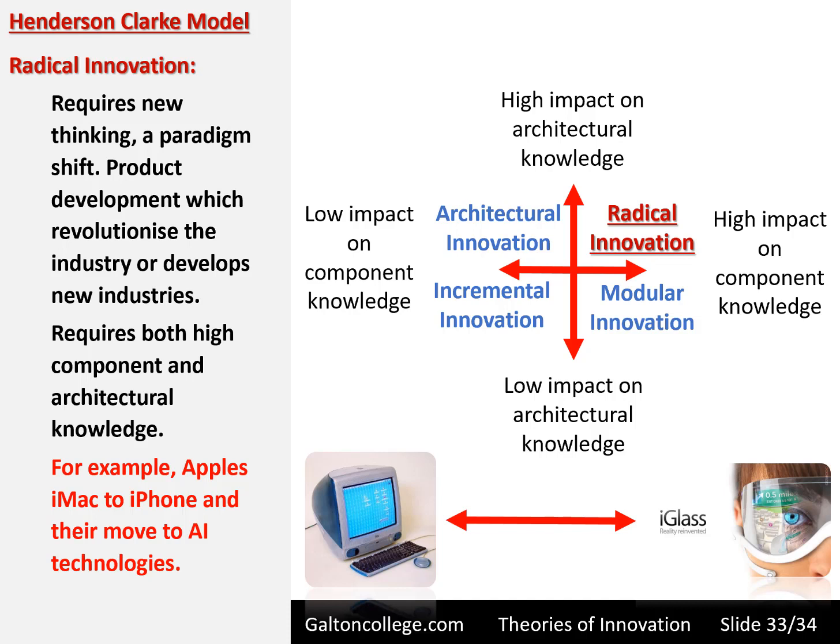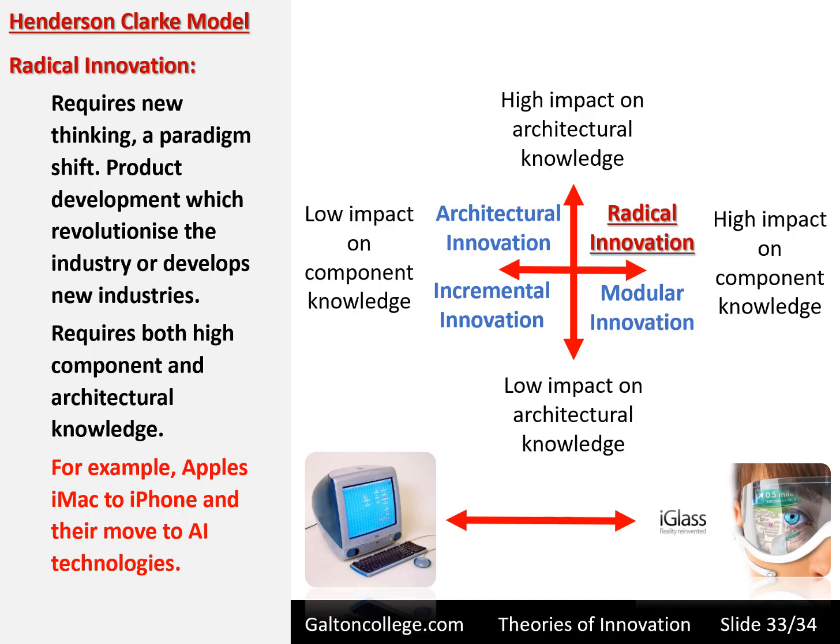Modular means you've got low impact on the architectural, but high impact on components. Modular means the existing product remains essentially the same. It looks and feels the same, but it's got more functionality, more facilities incorporated in the product. And incremental, it's when it's got almost no change in the architecture or no change whatever, and very little change on the component. Sometimes perhaps there might be an update. That's incremental change.